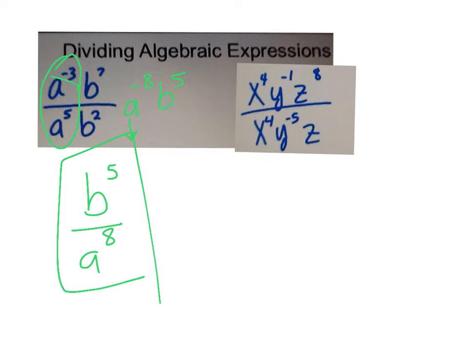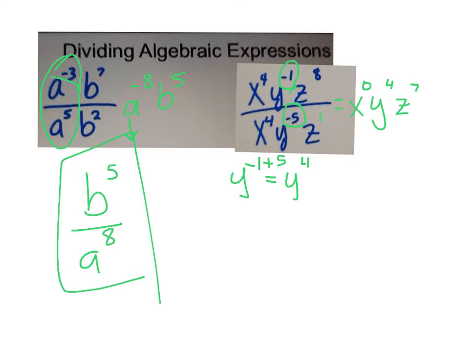All right, this next one. The first one, we have x to the 4th power divided by x to the 4th power. 4 minus 4 is 0, so that's x to the 0 power. In the second one, with our y's, we have a negative 1 minus a negative 5. Subtracting a negative is the same as adding a positive. So for our y's, we really have negative 1 plus 5, which equals a positive 4. So then that's y to the 4th power. For our z, we have 8, and then minus 1, which is 7.